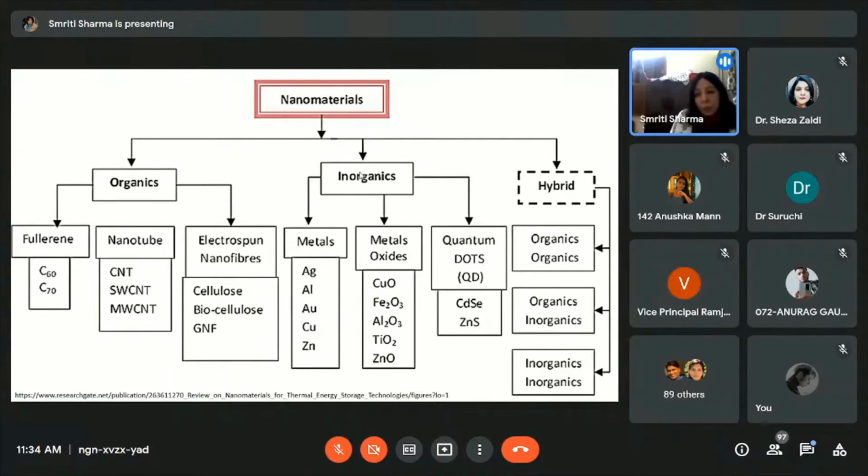Then you have quantum dots. Quantum dots are being used for optical properties. They are metalloid nanoparticles, cadmium selenide, zinc sulfide. So these are being used in LED and all, and quantum dots are also being used in solar cells. So they are trying to develop paints that have these properties, so that they can harness the solar energy.